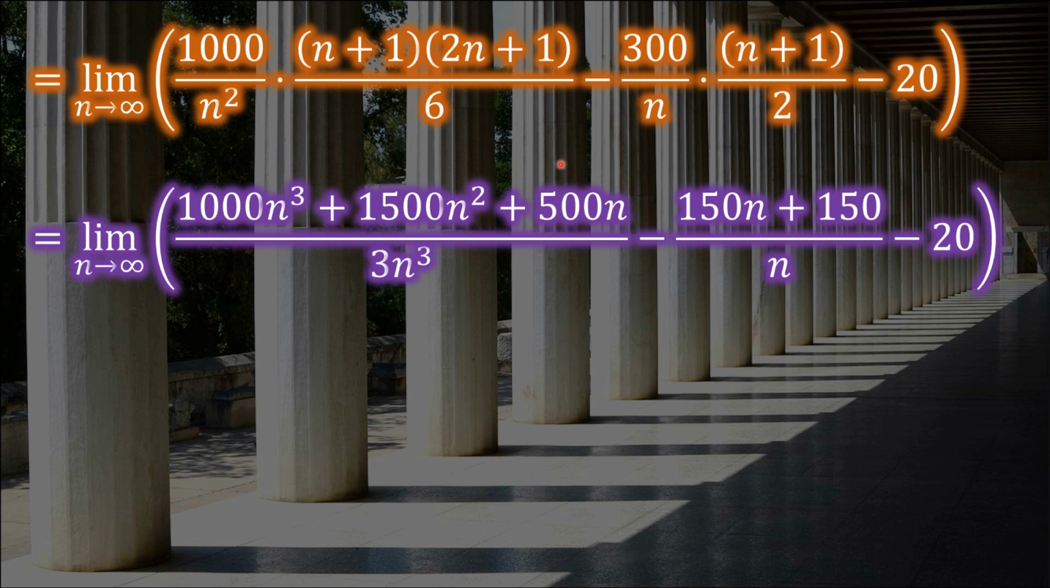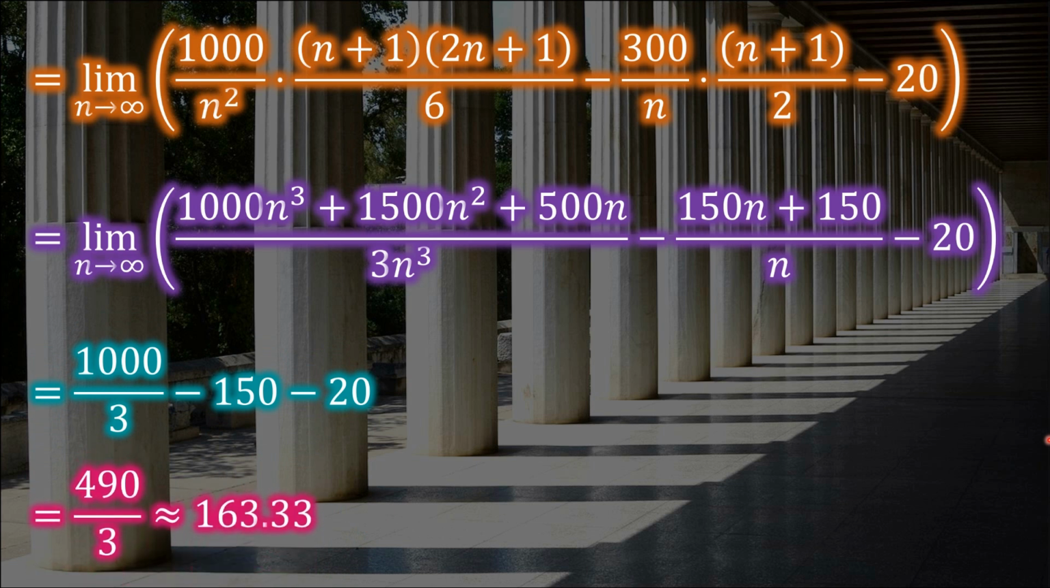I don't need to put it all over one fraction though, because I'm still allowed to split a limit up over a sum or difference. And so I can just do that 3 times here, saying, okay, I've got the same degree on the top and bottom, so I'll have the ratio of the leading coefficients, 1000 over 3. I'll have negative 150 over 1, and of course I'll still have negative 20. And I put all of these together.